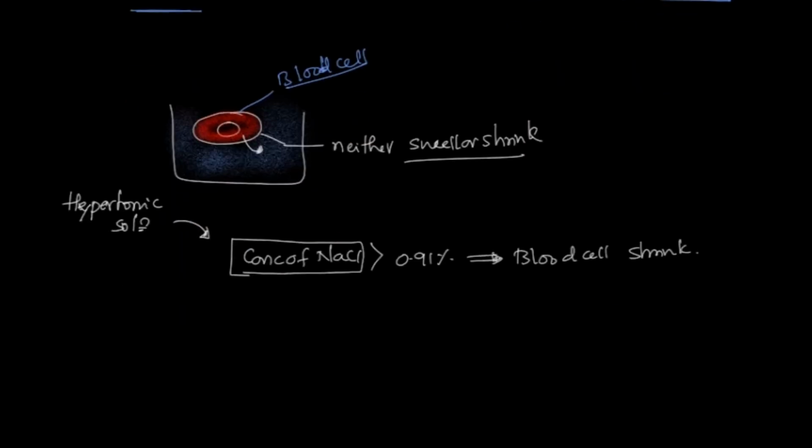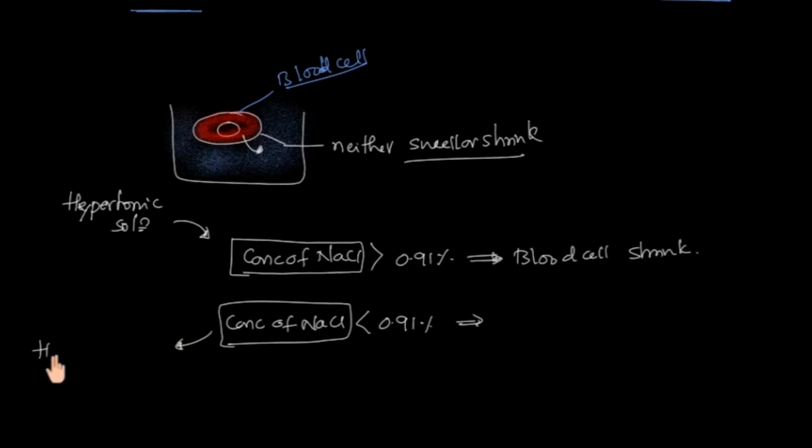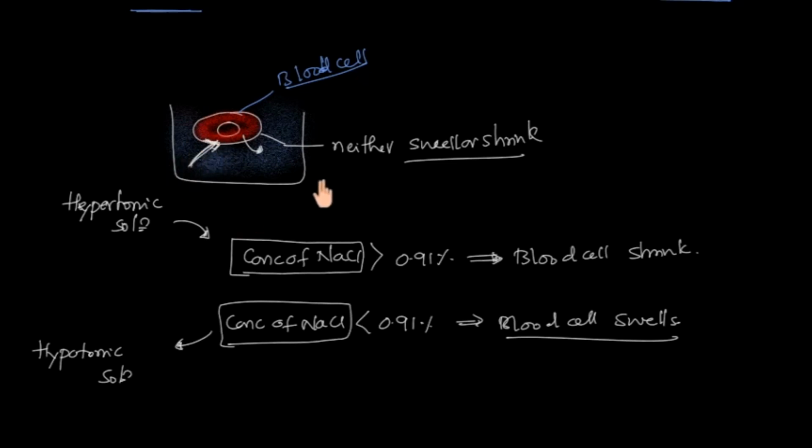Now if the concentration of NaCl is less than 0.91 percent, the solution in which the blood cell is placed is hypotonic, as the concentration is very low. In this case the blood cell swells; it does not shrink, and its size becomes larger because water molecules are entering into the blood cell. This is all about isotonic, hypertonic and hypotonic solutions. Thank you for watching this video.